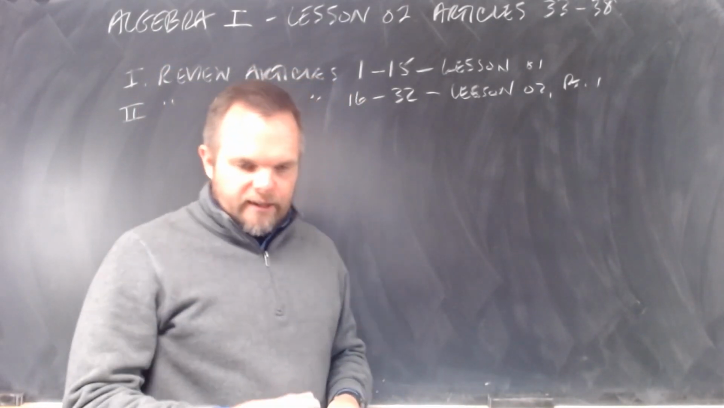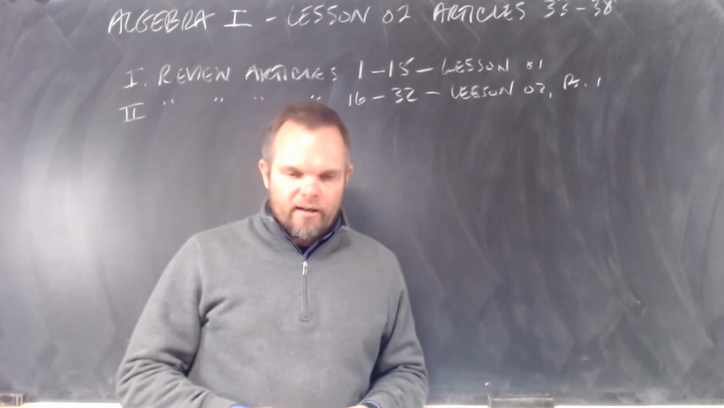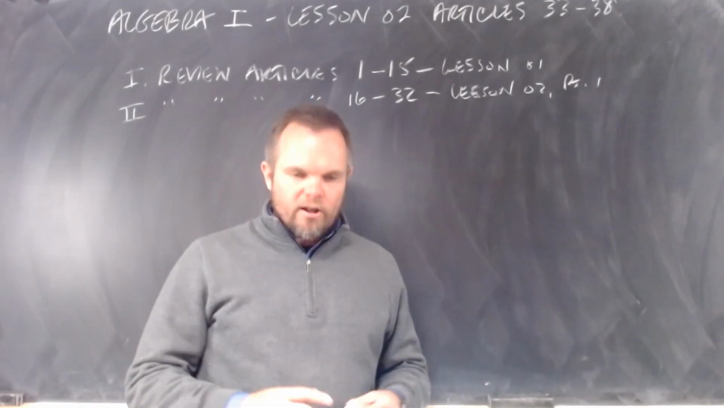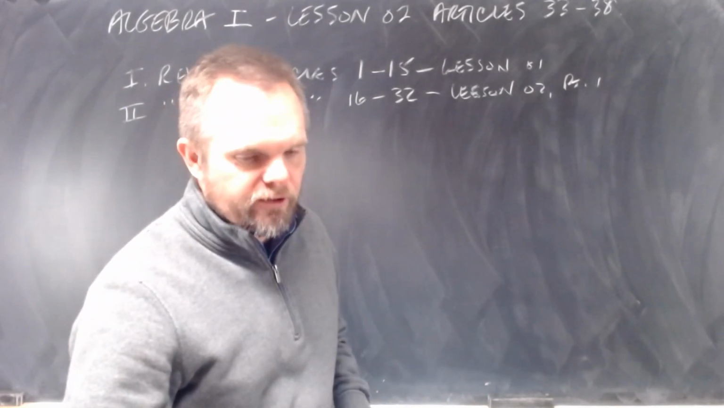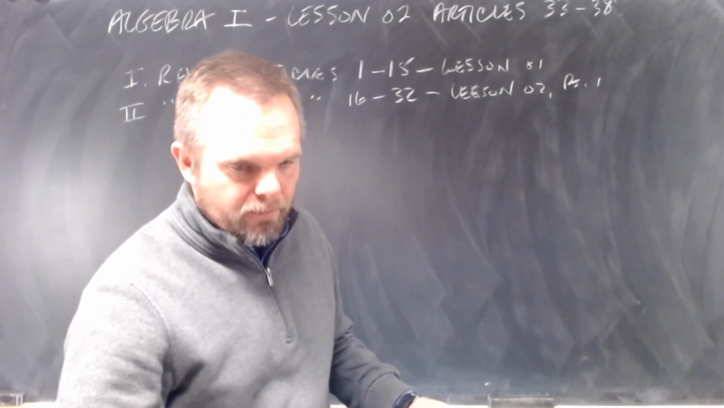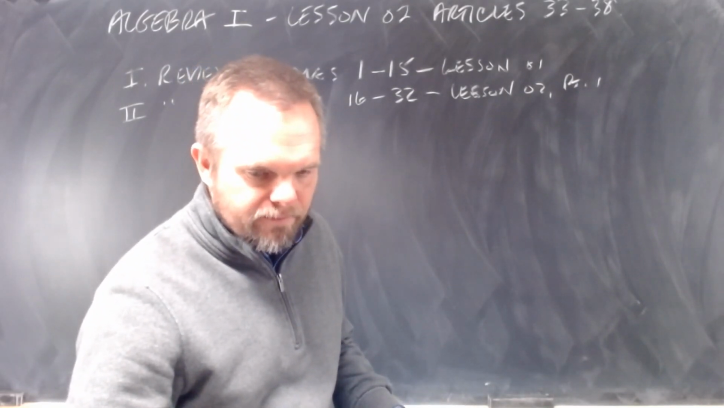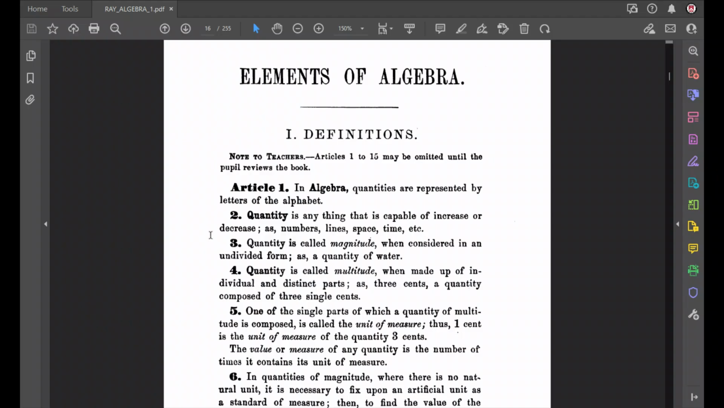So, starting at the beginning, we learned the definition of algebra. We talked about quantities, as we always do in mathematics, because mathematics is the study of quantity. I'm going to flip over to the textbook. We looked at quantity. We talked about the different kinds of quantity. You should be able to tell me the 2 kinds of quantity. Can you do that? Can you tell me the 2 kinds? Multitude and magnitude. Good. All right.